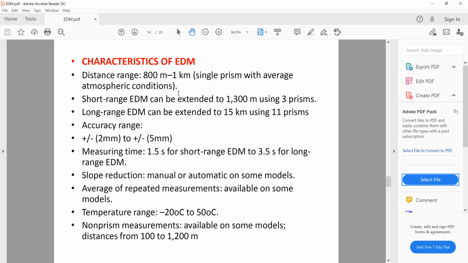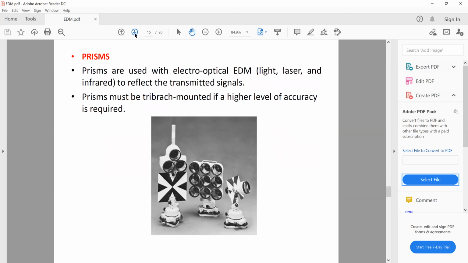So here are some characteristics of the EDM, some basic facts that you can study. Prisms. We discussed this earlier as well, that an EDM infrared or laser can reflect off a natural surface or an artificial surface, or you can use prisms. Basically, if you use prisms, that means they are reflectors and they can concentrate the energy, and the return signal that you get is stronger. So there are lesser chances of error.